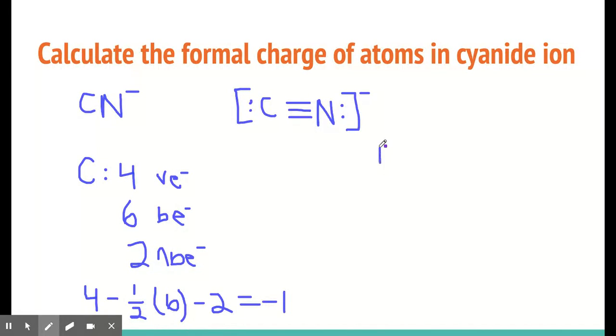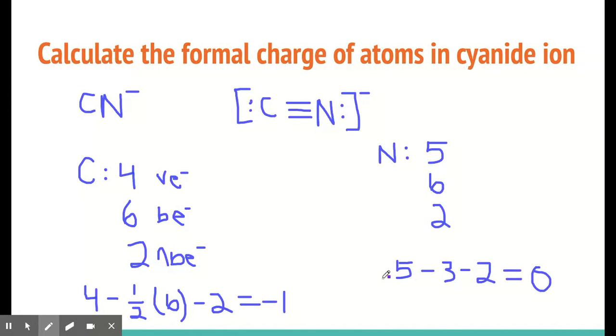I then do the same thing for nitrogen. So I have 5 valence electrons, 6 bonding, 2 non-bonding. So that becomes 5 minus 3 minus 2, which equals 0. And the way I identify those formal charges for each atom is I write them above the atoms in my Lewis structure. So that's how you calculate the formal charges on the atoms.